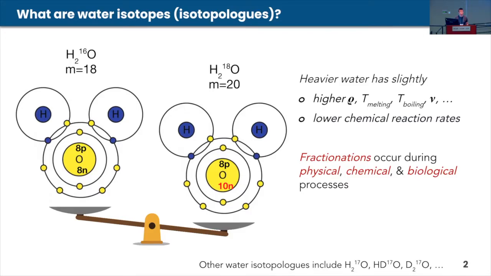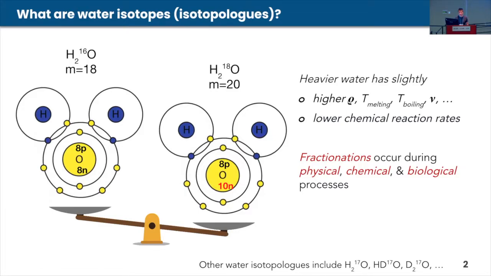And it turns out that the H216O is not the only molecular form for water. We have all the other waters. For example, we have the heavier water H218O. In this case, the oxygen here has 10 neutrons, so the molecular mass is slightly higher, 20 against 18. This difference in the molecular mass has implications on the physical and the chemical properties of water.